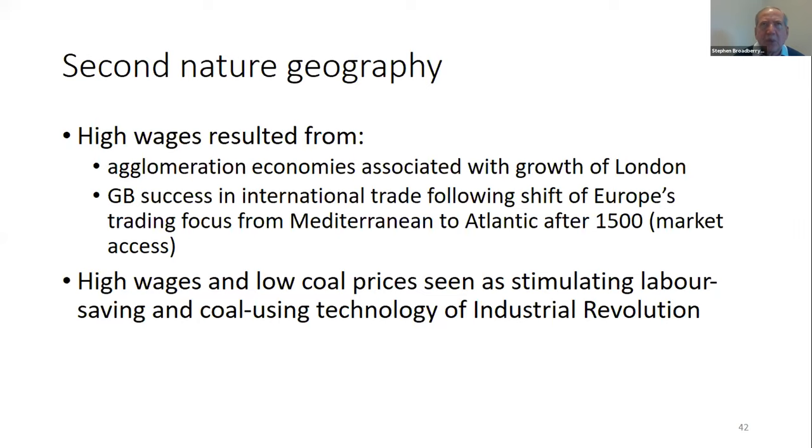So Britain was a backwater before 1500 in European context. After 1500, it becomes a hub of this triangular trade between Europe, North America, and Africa. So market access matters then. You have high wages, low coal prices, and that stimulates the labor saving and coal using technology of the Industrial Revolution.